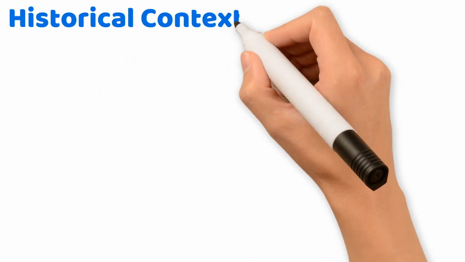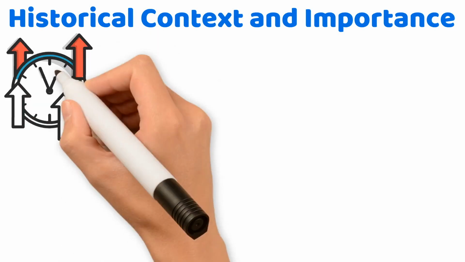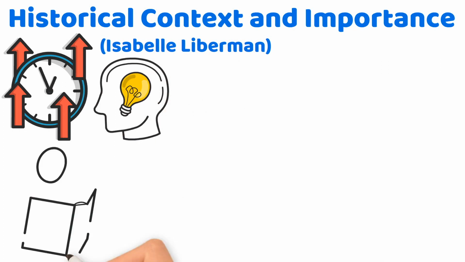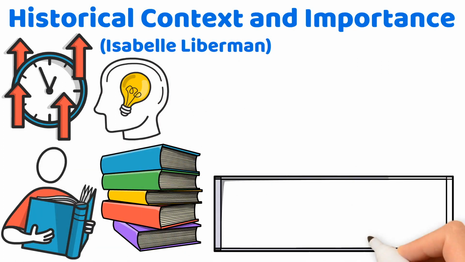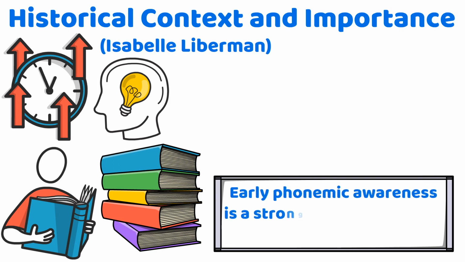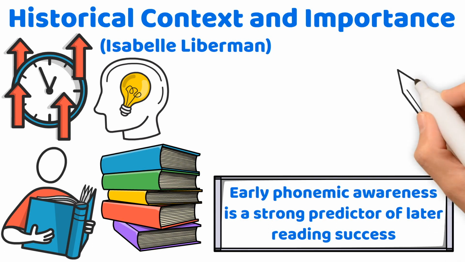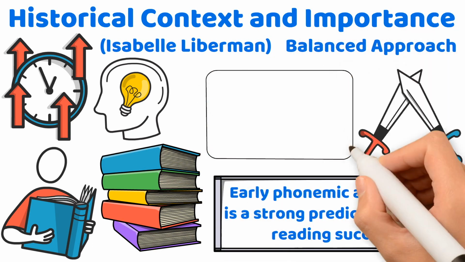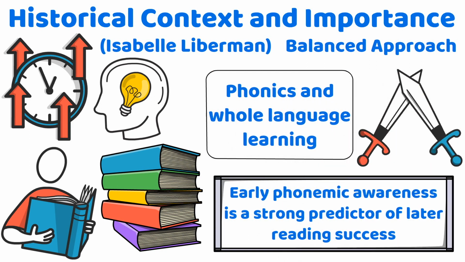Next, let's have a refresher on the historical context and importance of phonological and phonemic awareness. In the late 20th century, researchers like Isabel Liberman illuminated phonemic awareness's vital role in reading and spelling. Their pioneering studies established that early phonemic awareness is a strong predictor of later reading success. This research bridged the gap during the reading wars, advocating for a balanced approach that includes both phonics and whole language learning, with a strong emphasis on the sounds of language.